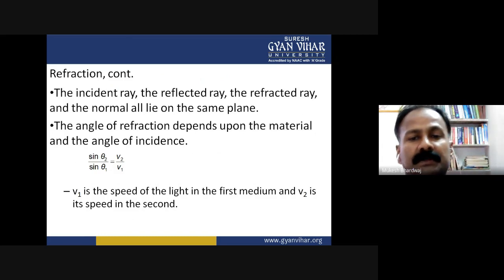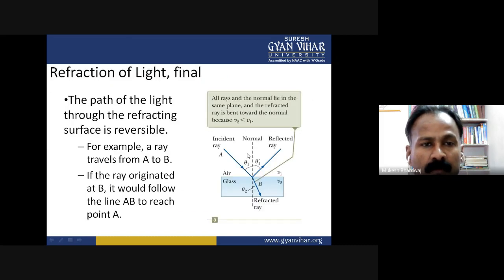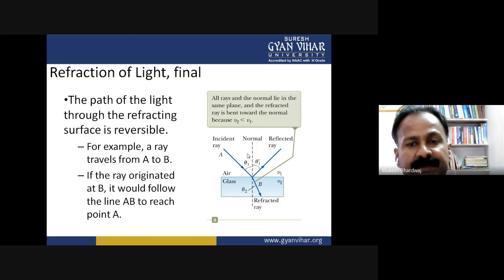The angle of refraction depends upon the material and the angle of incidence. So sine theta 2 upon sine theta 1 equals V2 upon V1, where V1 is the speed of light in the first medium and V2 is the speed of light in the second medium. The path of the light through the refracting surface is reversible.